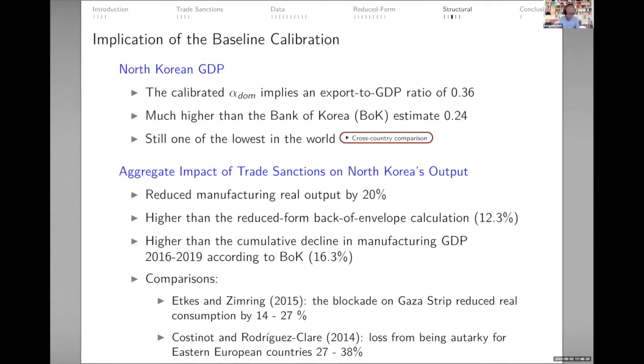We did think carefully about that possibility. I guess one thing that might go against that is it's well known that North Korea has been subject to shortage of electricity and also resources important for production.